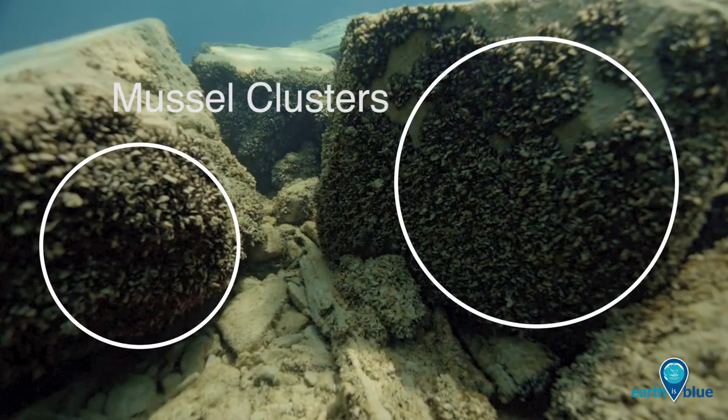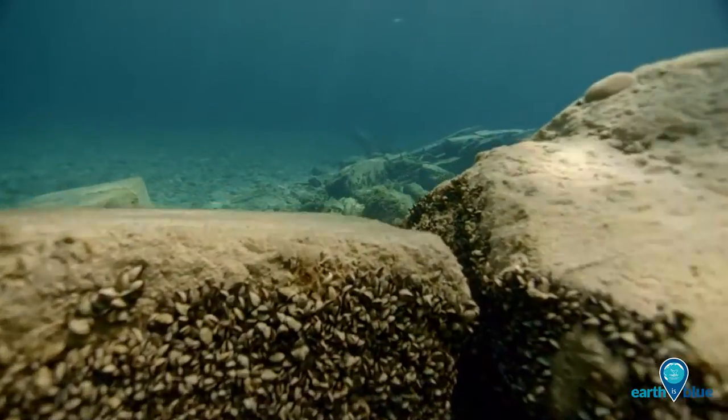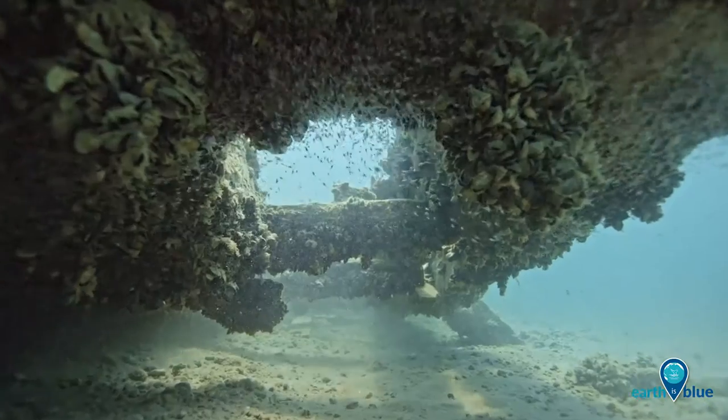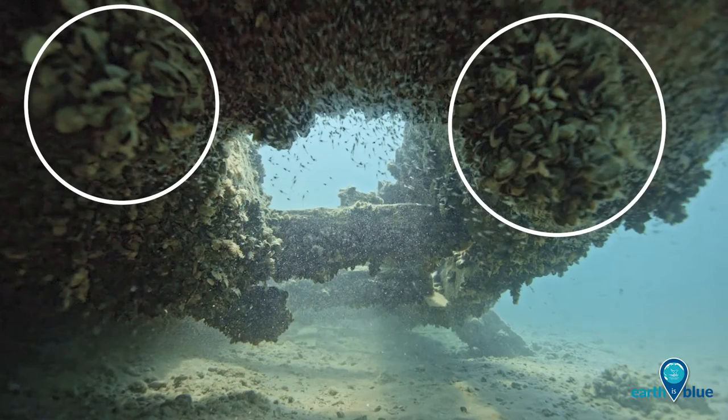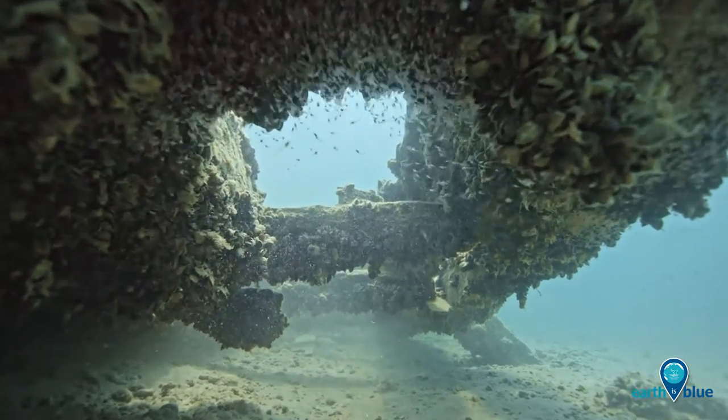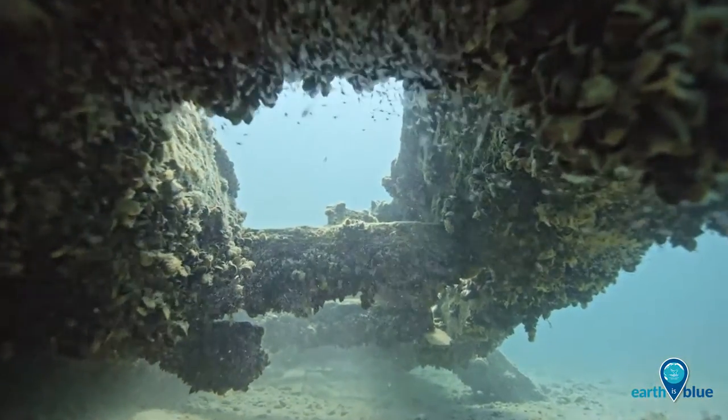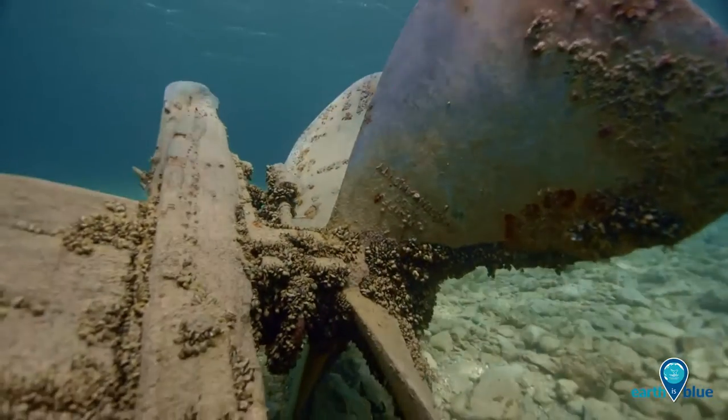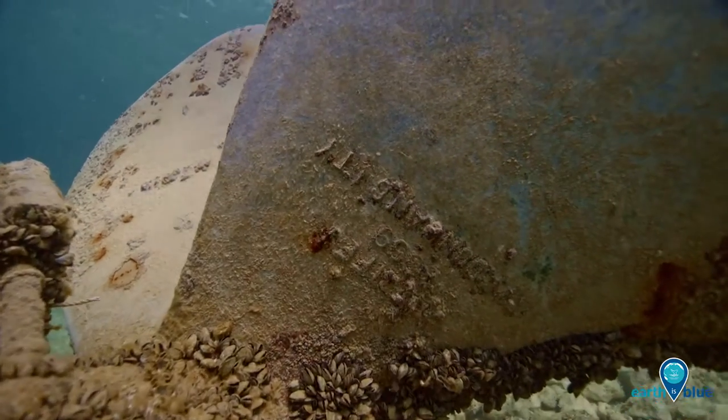Zebra and quagga mussels have established populations in the Great Lakes, including Thunder Bay National Marine Sanctuary. These filtering bivalves compete with native mussel species, alter food webs, and degrade the integrity of many lake shipwrecks. They also clog pipes due to their large clusters.